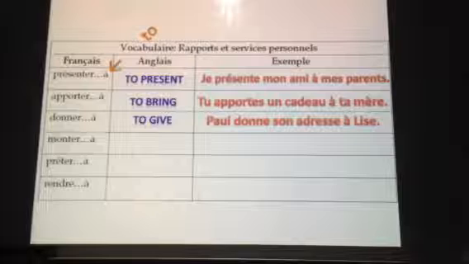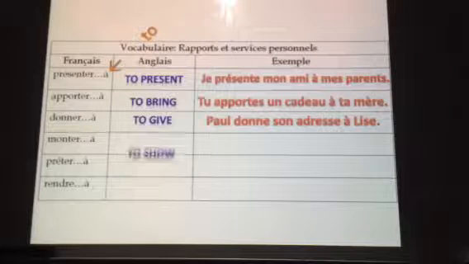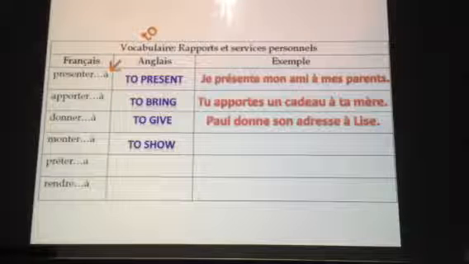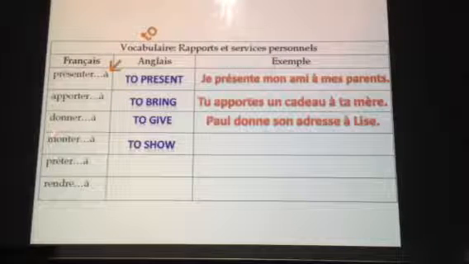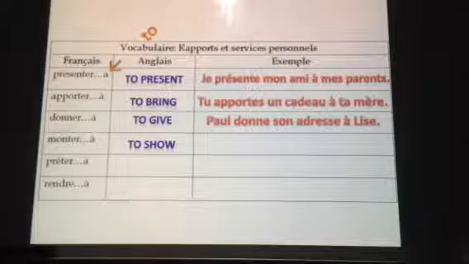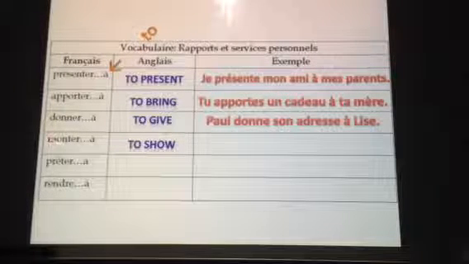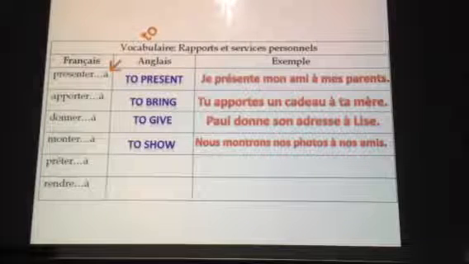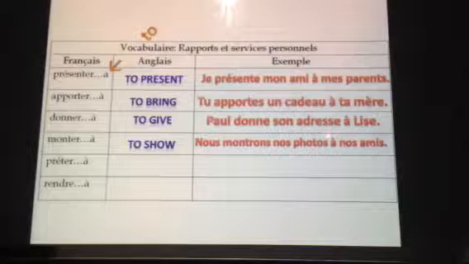The fourth verb, montrer. There should be an R. No, sorry, monter. No, never mind, montrer. There should be an R in here, M-O-N-T-R-E-R. Please add an R right there. Montrer means to show. Monter means to go up. Those are different verbs. I have it spelled correctly here. Nous montrons nos photos à nos amis. We show our photos to our friends.